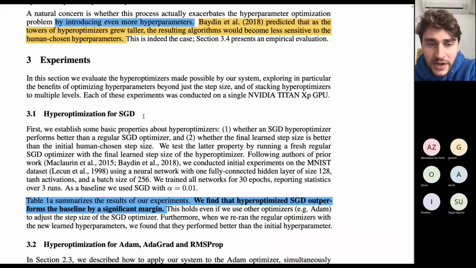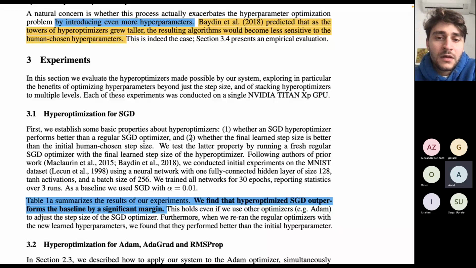The first thing they do is test how well this method works with different optimizers, but also with different architectures. The first one is seeing how their hyperoptimization, meaning their optimization of the hyperparameters of SGD, works on MNIST with an MLP, a neural network with one hidden layer, and a batch size of 256. And then they said as a baseline, we use SGD with alpha equal to 0.01.